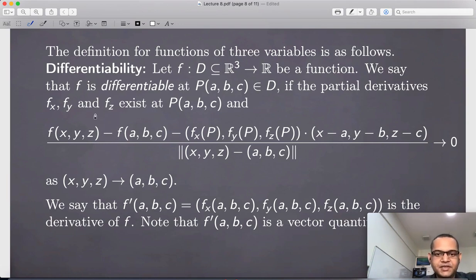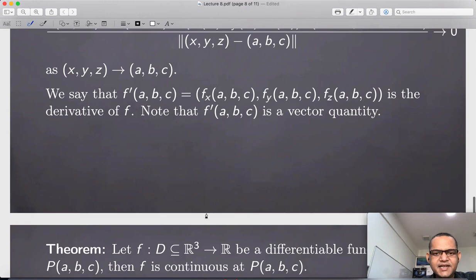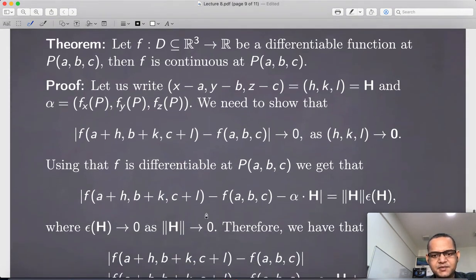Once I have this, there are some observations, some small results. The first one is very much in line with the case of single variable functions: if I have a differentiable function, that function is always continuous, isn't it? And you will notice here that all the previous notions of derivatives, like the partial derivatives and directional derivatives, did not allow us to conclude this result.